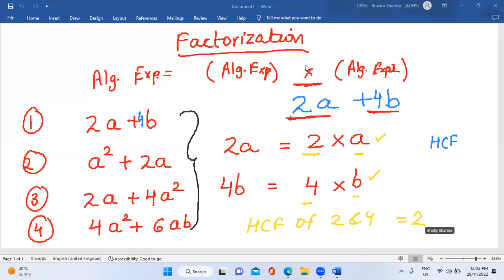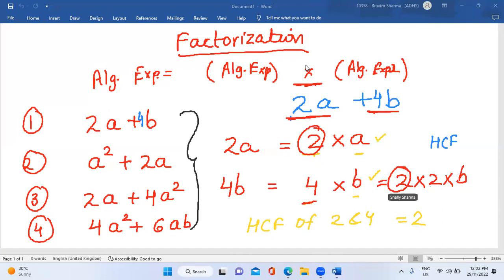So that means out of 2a and 4b, I can take 2 outside. So here, this 2 will be gone out. And this 4 can be written further as 2 times 2 times b. Why am I writing like this? Because I have to take 2 common outside. So now this 2 will be out.